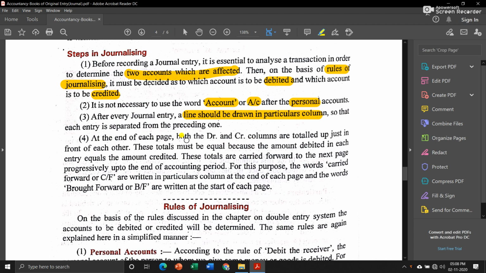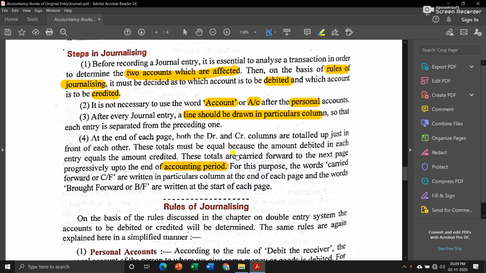At the end of each page, means suppose you have started preparing journal, okay, and your question is still there but you have finished one page. So what you will do is that you will find out total of both debit and credit columns. Both will be equal because the amount that we enter in debit and credit side are usually same. So these totals are carried forward to the next page progressively up to the end of the accounting period. Means until the question finishes we have to keep on doing that.